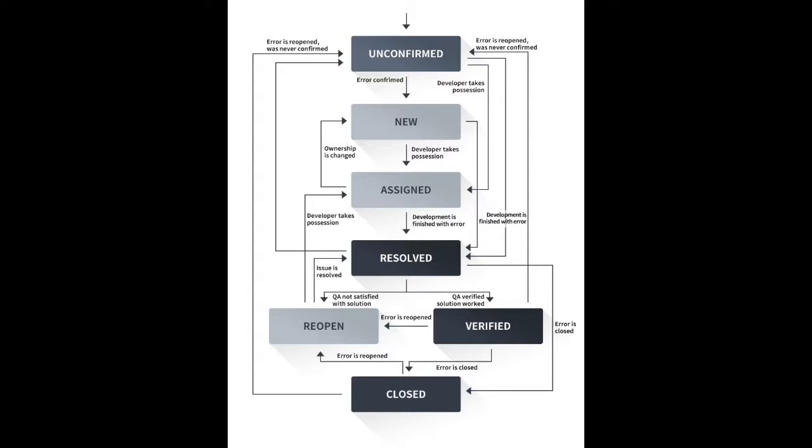Engineering managers assign tasks to engineers through the assigned error status. Assigned errors can only be moved into the resolved status. However, in order to move the error into resolved, a fix must be identified and the error must be debugged. Next, resolved status. This status is for errors that have been completely fixed and debugged.